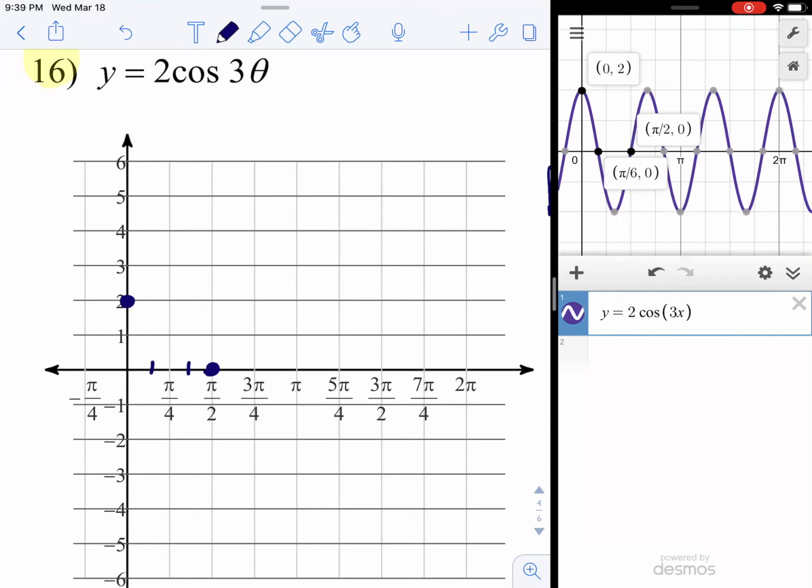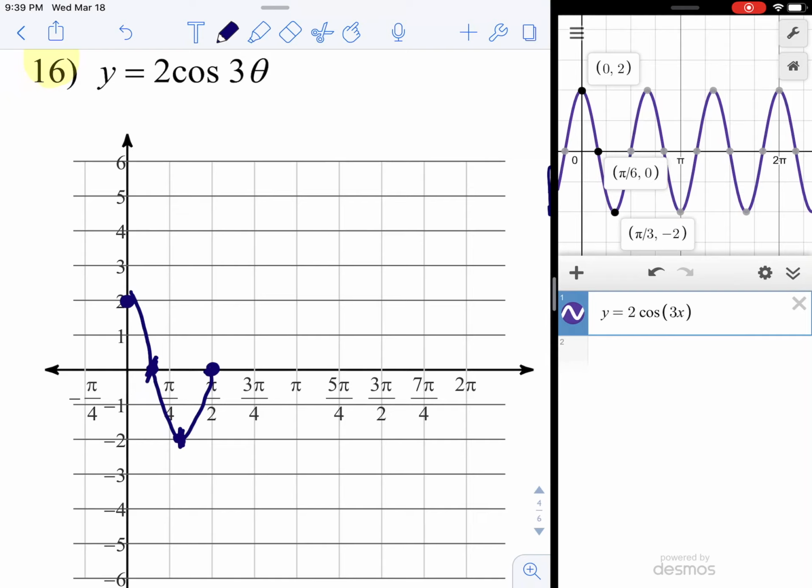Well, let me see. I'm getting a little carried away with myself here. I'm tapping too many things. So pi over 2, 0, there's 2 more points. There's this one down here and that one down there. So if we split this into thirds, what we're going to have is another x-intercept here and a minimum value there. So pi over 6 is right about here, and pi over 3 is right about there.